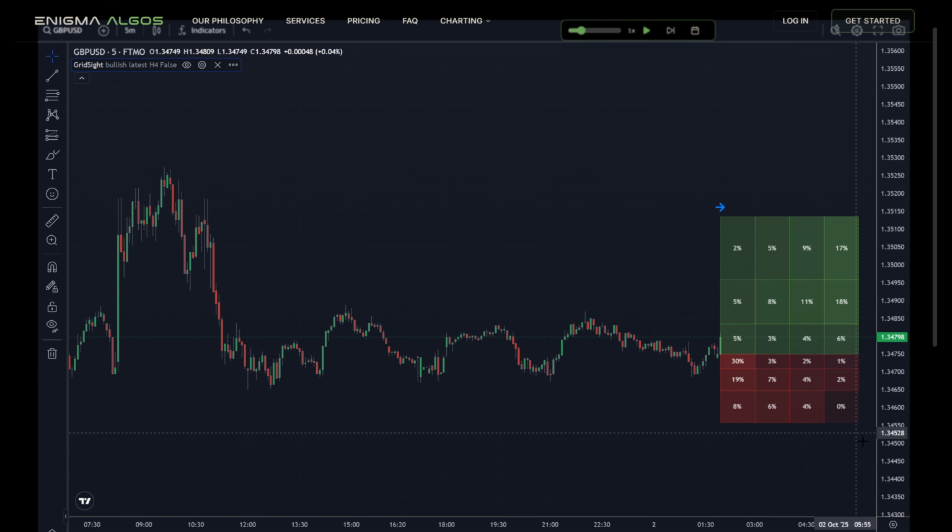Now, our simple technique is if we don't have a bias, we can simply wait for price to trade through the first column. And if price closed bullish in the first column, we can assume a bullish bias for the rest of the period. And if price closed bearish in the first column, we can assume a bearish bias for the rest of the period.